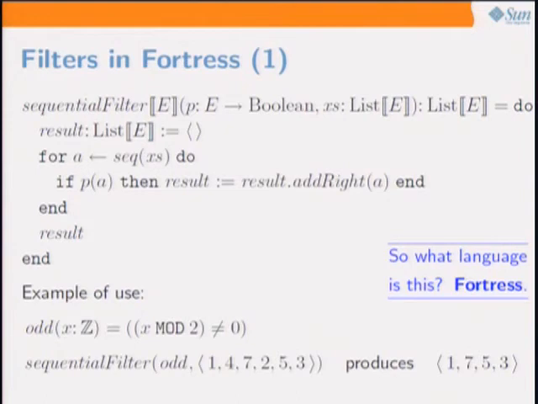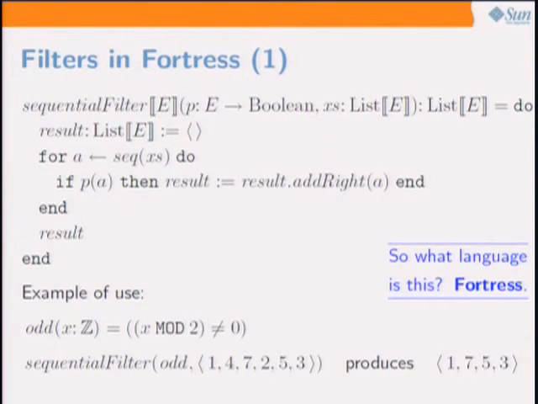We use this for loop, and a takes on successive values from the list. The little function seq means we intend to traverse the list sequentially rather than in parallel. So traversing the list sequentially, we test each item a with a predicate P, and if the predicate is true, then we use addRight to stick the value into the result. And when we're all done, we return the result, as shown there just before the end keyword, that last end keyword.